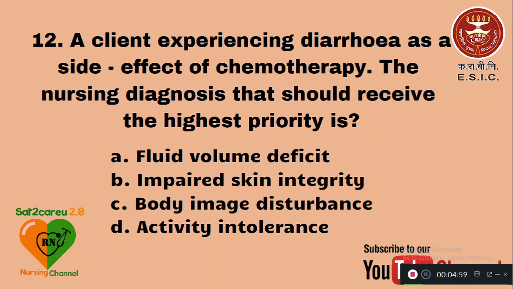Question number 12. A client experiencing diarrhea as a side effect of chemotherapy. The nursing diagnosis that should receive the highest priority is A. Fluid volume deficit, B. Impaired skin integrity, C. Body image disturbance, and D. Activity intolerance. The highest priority nursing diagnosis is option A. Fluid volume deficit because patient has diarrhea.